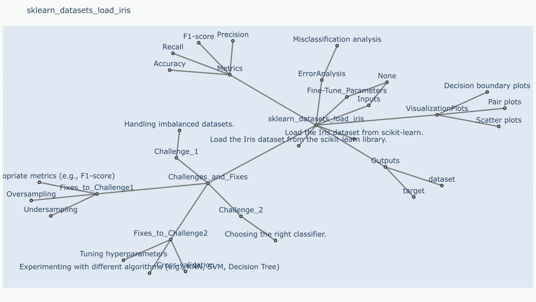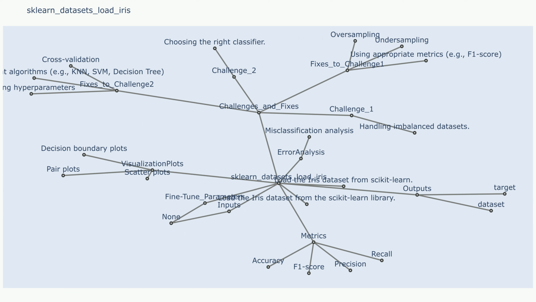Fine-tune parameters: None. The load_iris function does not have any tunable parameters. Uncertainty methods: None. The load_iris function does not directly address uncertainty methods.